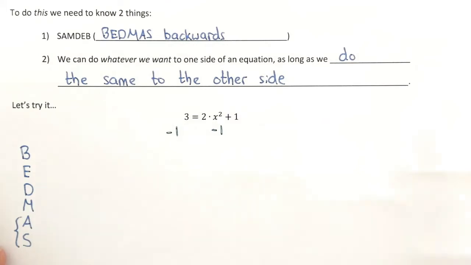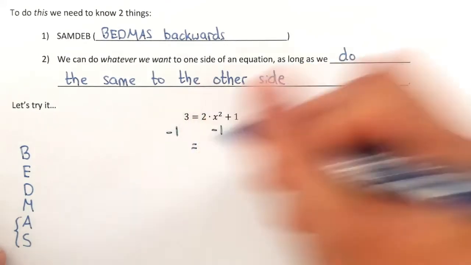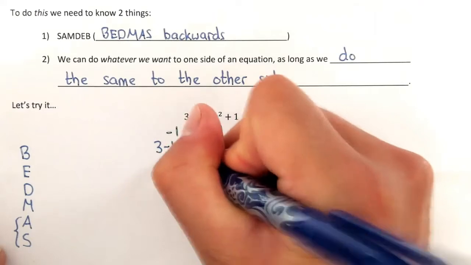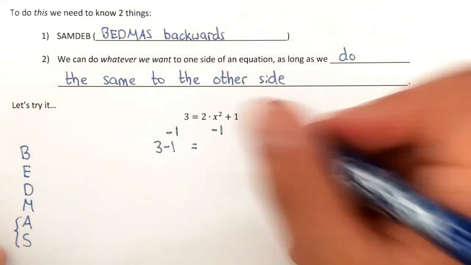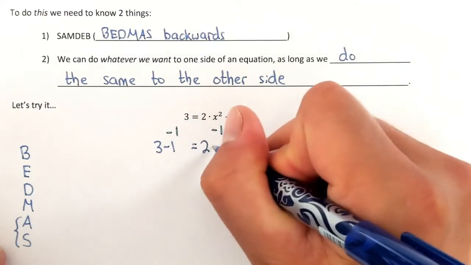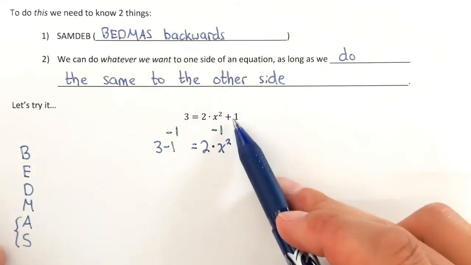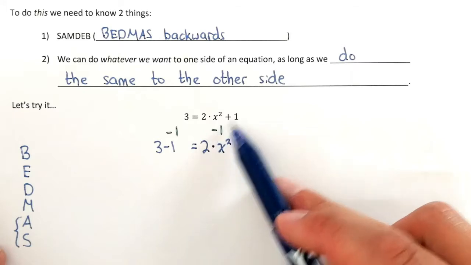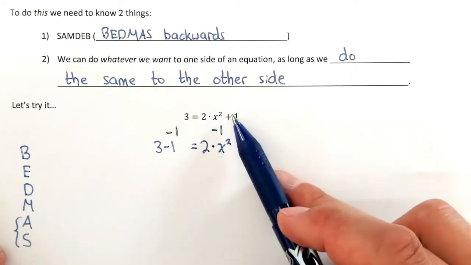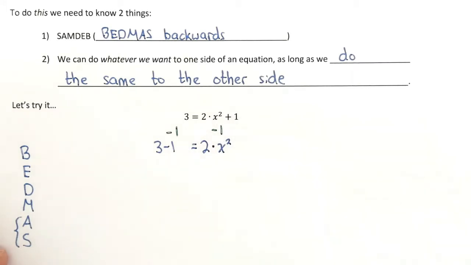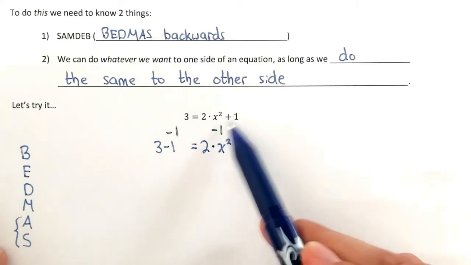After doing that, that leaves me with 3 minus 1 on the left, and 2 times x squared on the right, because my plus 1 and my minus 1 will sort of cancel each other out. That was the whole point of subtracting 1 in the first place. Okay, so I've taken care of any addition and subtraction that was being done around the x.